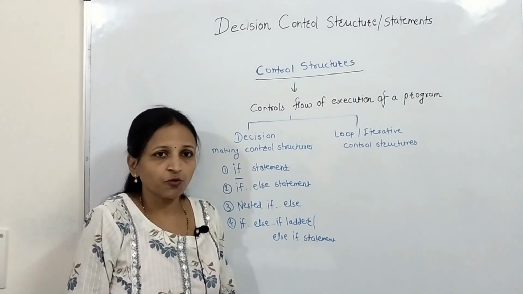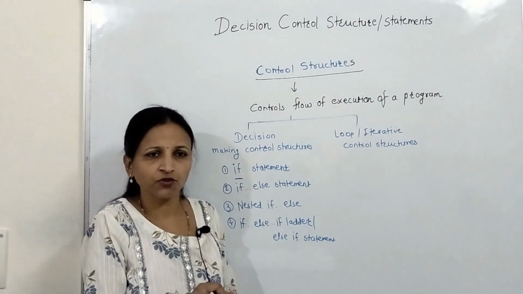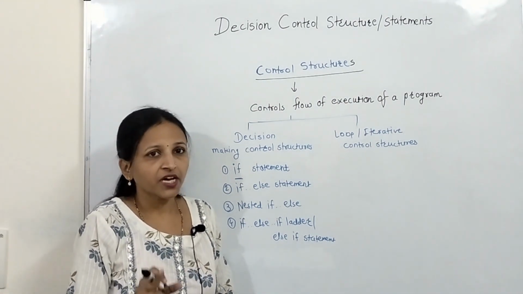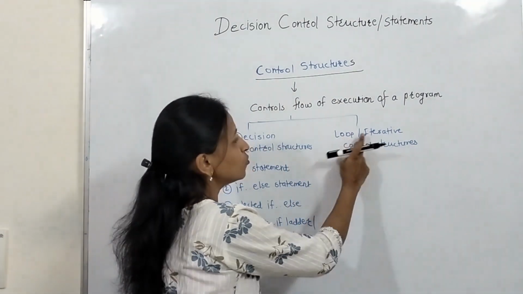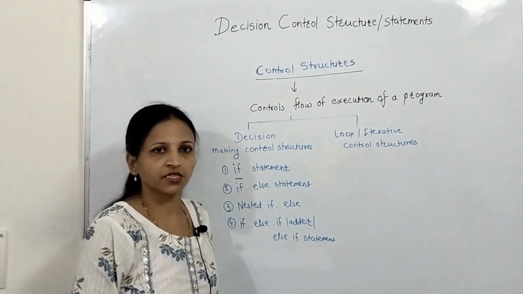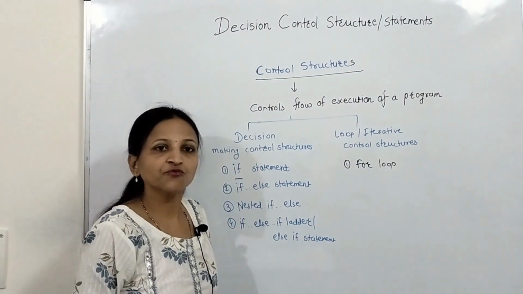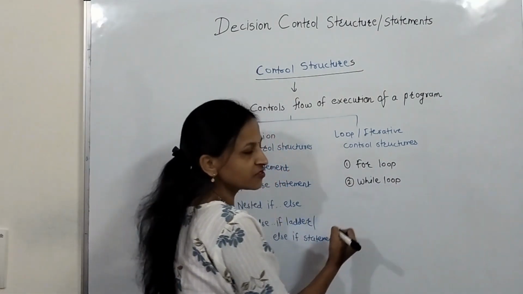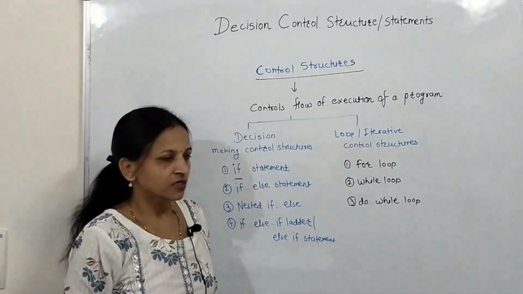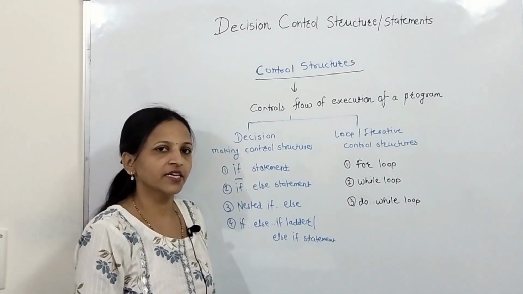In this way, if you want to perform any action repeatedly in your program, then we can use these control statements, which come under loop or iterative control structures. The examples of this are the for loop, then the while loop, and the last one is the do while loop. We will discuss all these points in later sessions, in the next sessions.